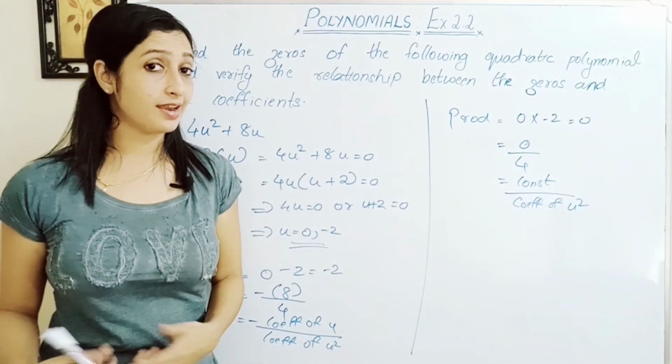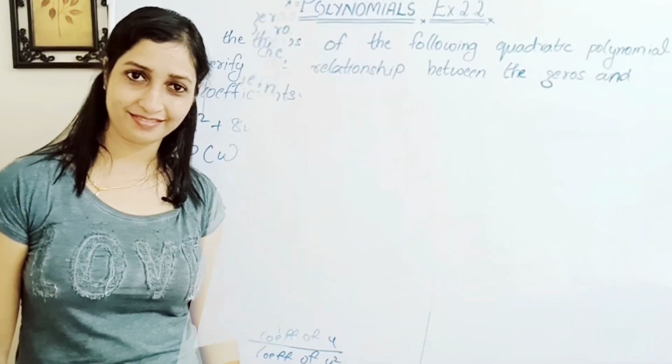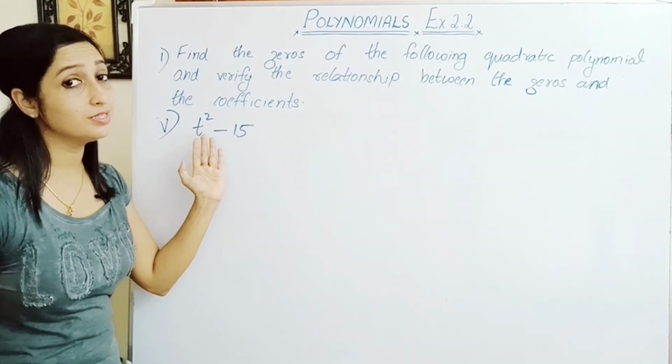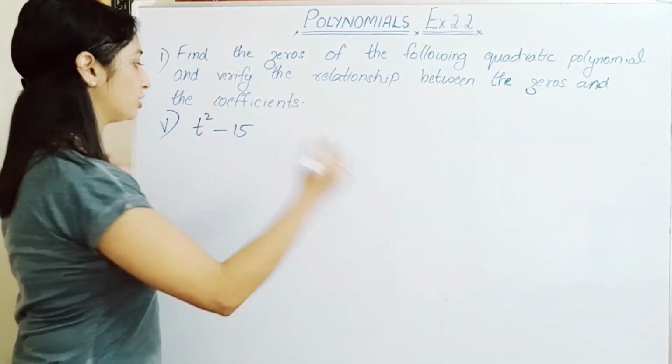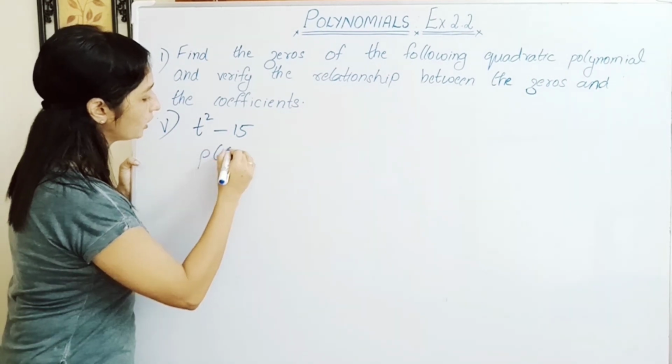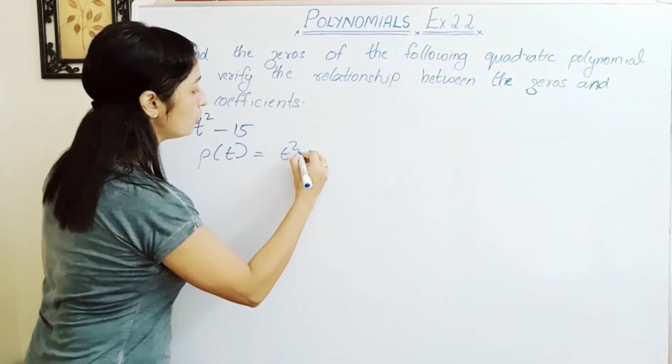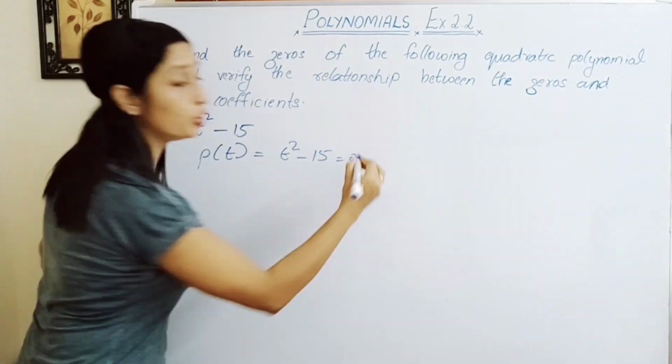Let's move on to our next part, which is part 5. Now this is our part 5, which is t square minus 15. So first what do we do? We equate our given polynomial to 0 to find out the roots.